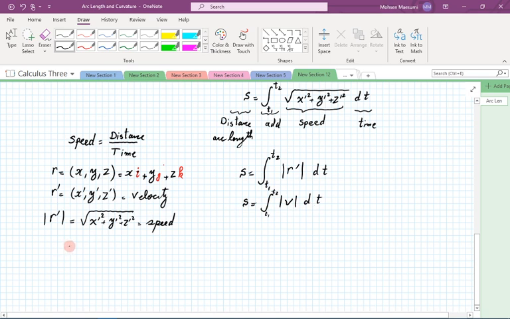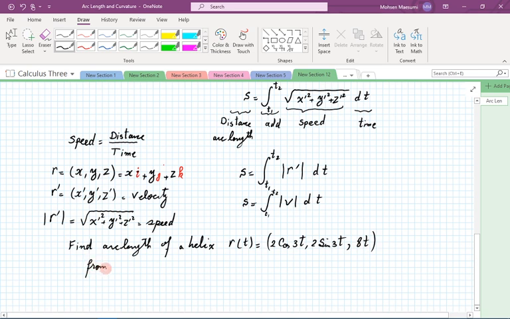Suppose we want to find the arc length of a helix given by r of t equal to 2 cosine of 3t, 2 sine of 3t, and 8t, from t equal to pi over 3 to t equal to pi over 2.